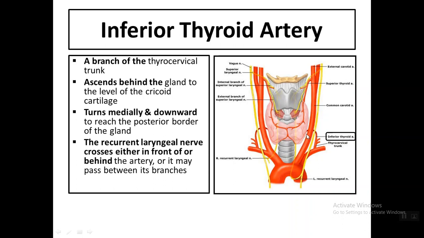The nerve that accompanies the inferior thyroid artery is the recurrent laryngeal nerve. The recurrent laryngeal nerve either crosses in front of or behind the artery, or it may pass between its branches. There is a close relationship between the inferior thyroid artery and the recurrent laryngeal nerve. This is important in operations on the thyroid gland.